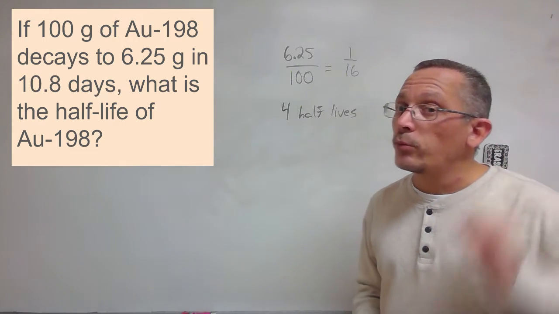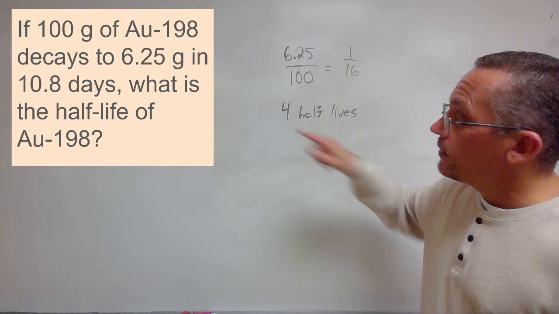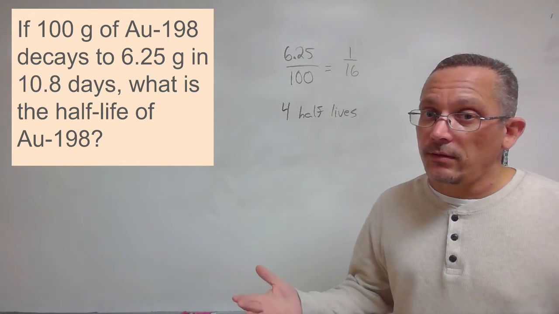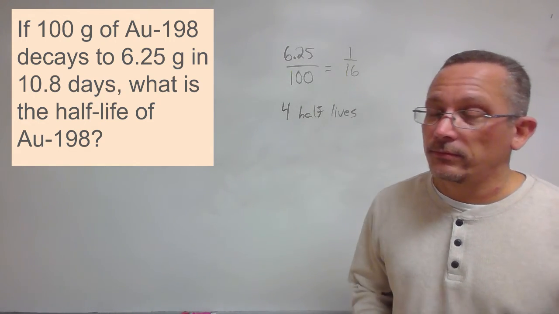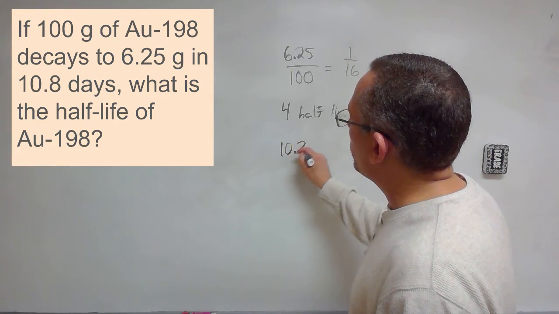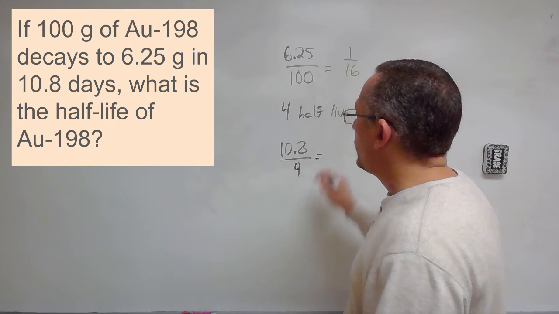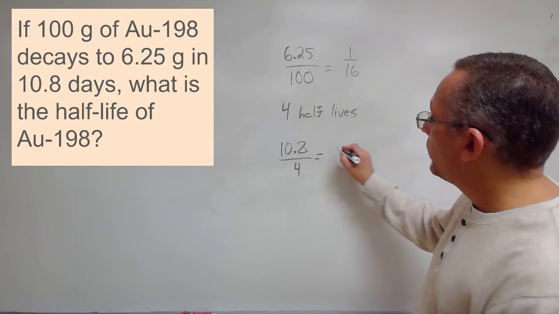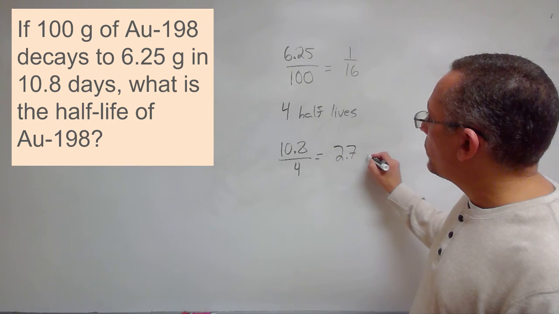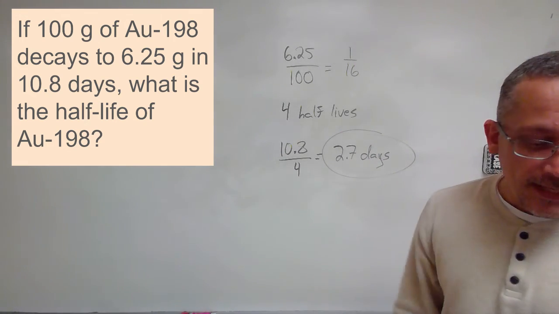Now, it also says 10.8 days have gone by. So 10.8 days is 4 half-lives. So how many days are in a half-life? Well, all we have to do is divide. So we'll take those 10.8 days and divide by the 4 half-lives. 10.8 divided by 4 is 2.7. So the half-life is 2.7 days.